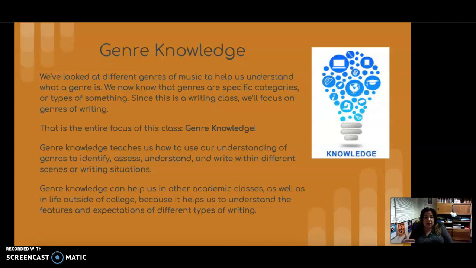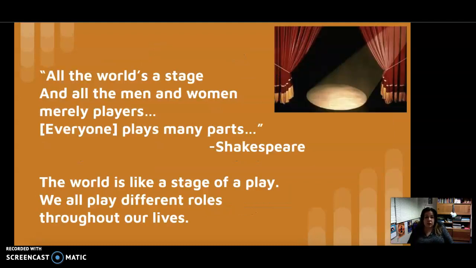It's going to teach us how to use our understanding of genres to identify, assess, understand, and write within different scenes or writing situations. Genre knowledge is going to help us in other academic classes by understanding the expectations of that class, as well as in life, because it's going to help us understand the features and expectations of different types of writing and communication.